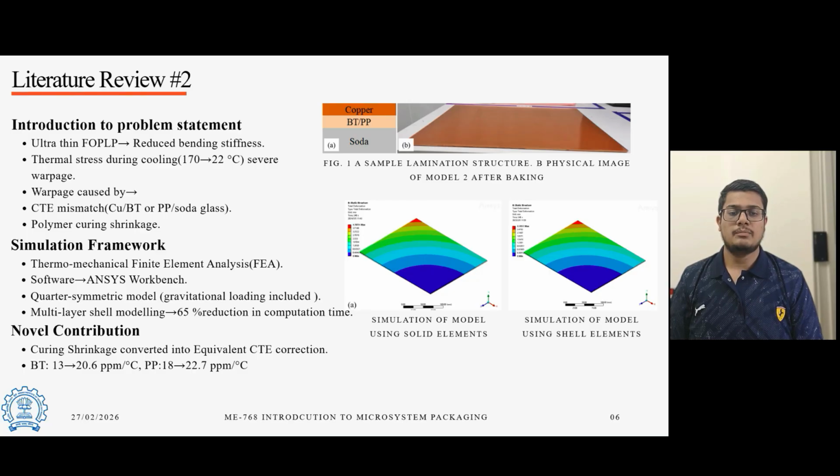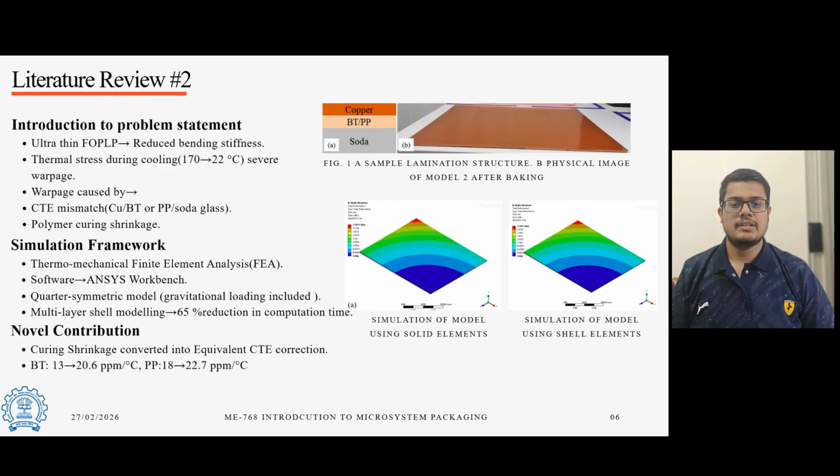Hello everyone, I am Mayur More. In this slide, I will explain the fundamental problem addressed in this literature and the simulation strategy used to solve it. Ultra-thin fan-out panel-level packaging substrates suffer from severe warpage. When the substrate thickness reduces to ultra-thin dimensions, its bending stiffness decreases drastically. Because of this reduced stiffness, even moderate thermal stresses can produce large out-of-panel deformations.